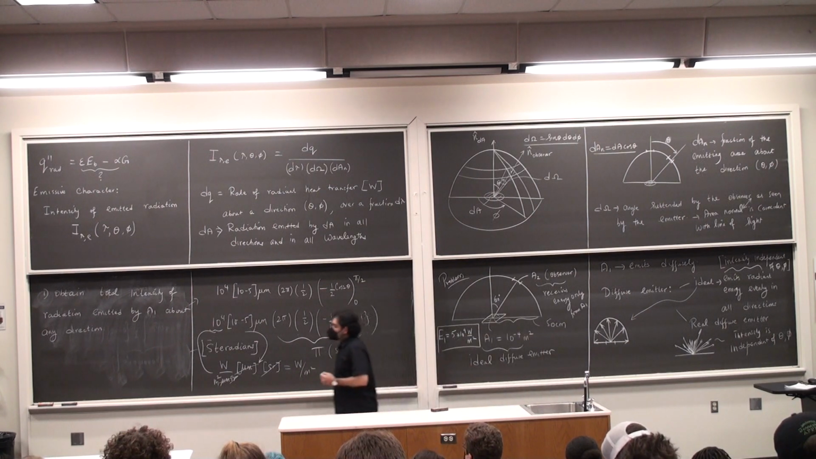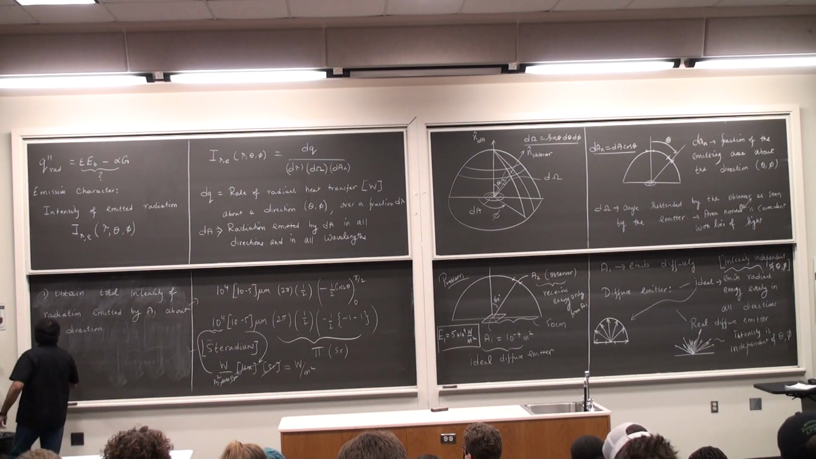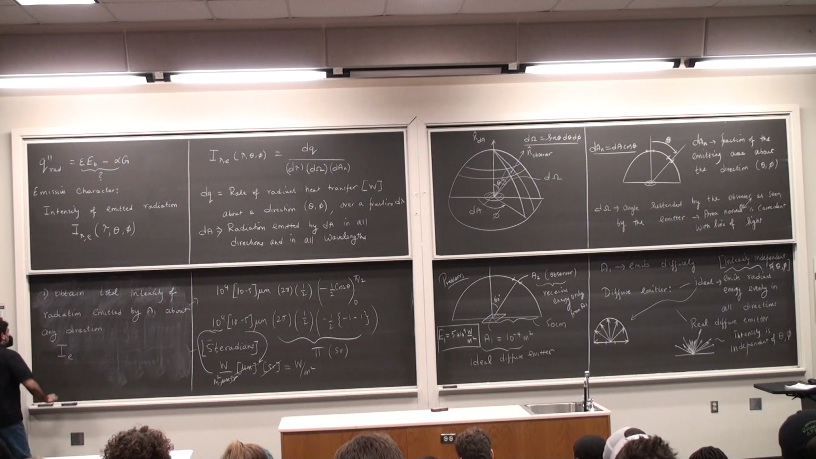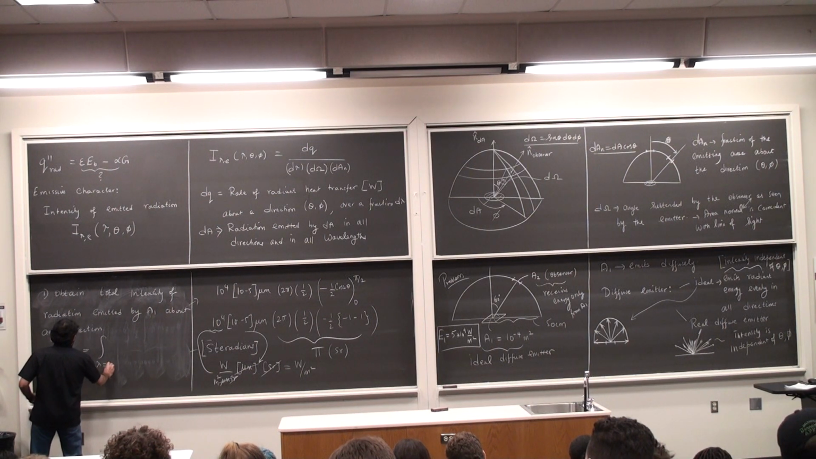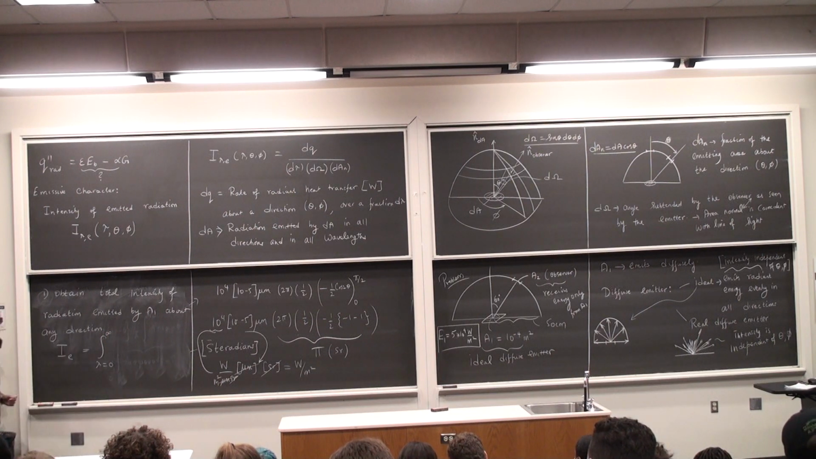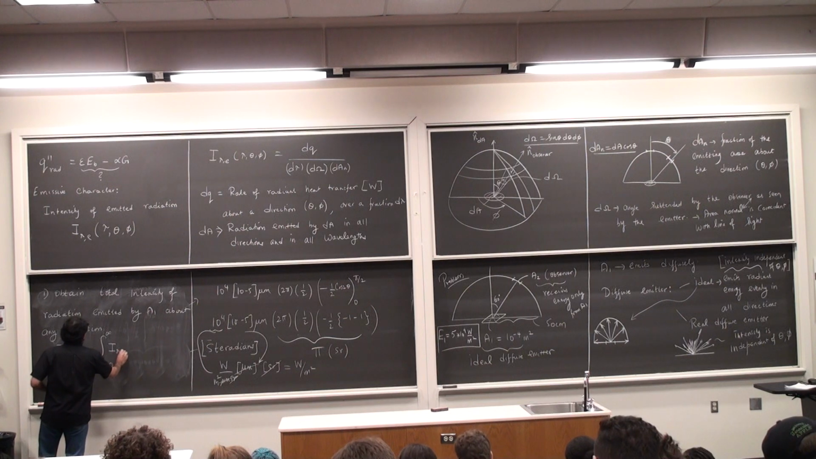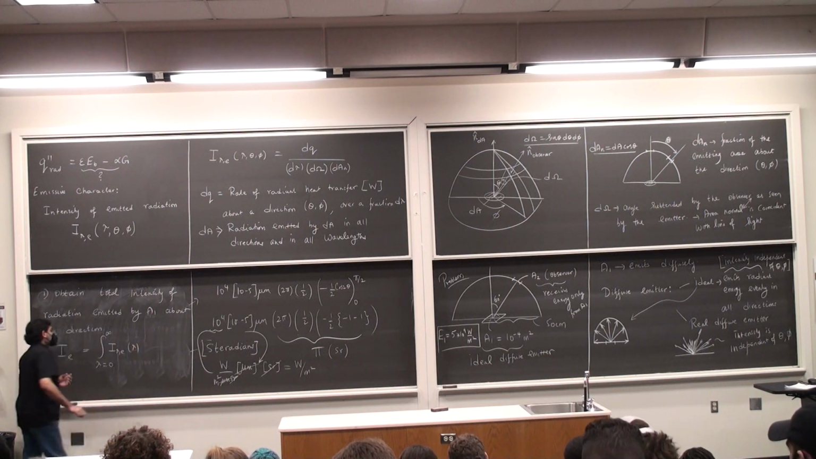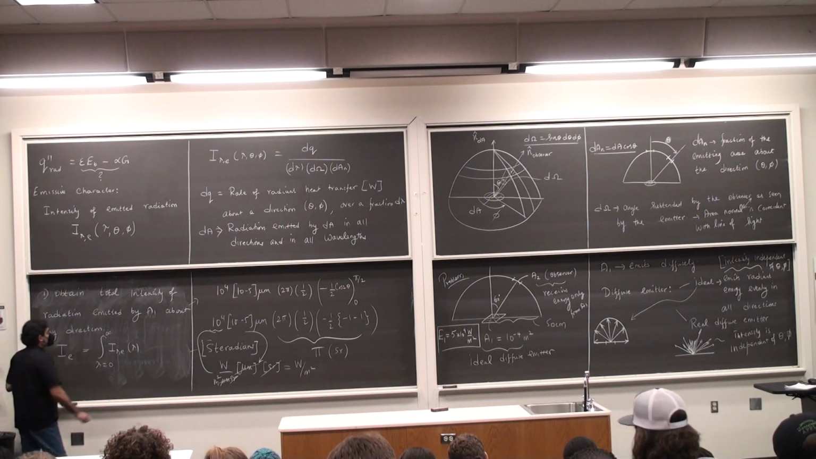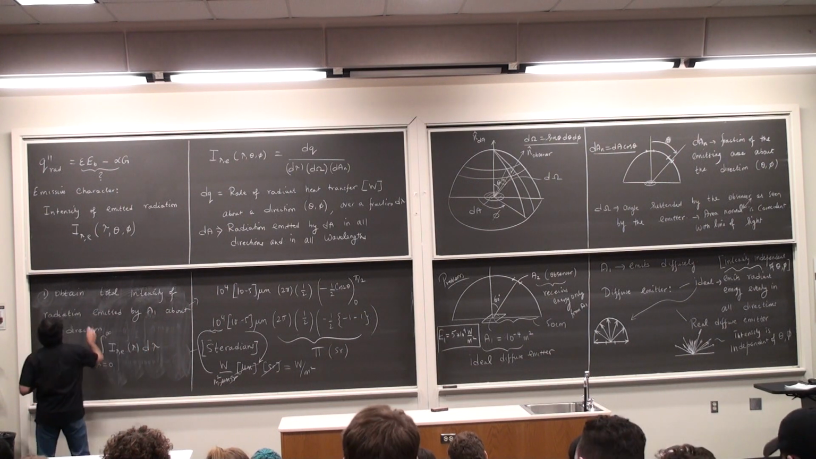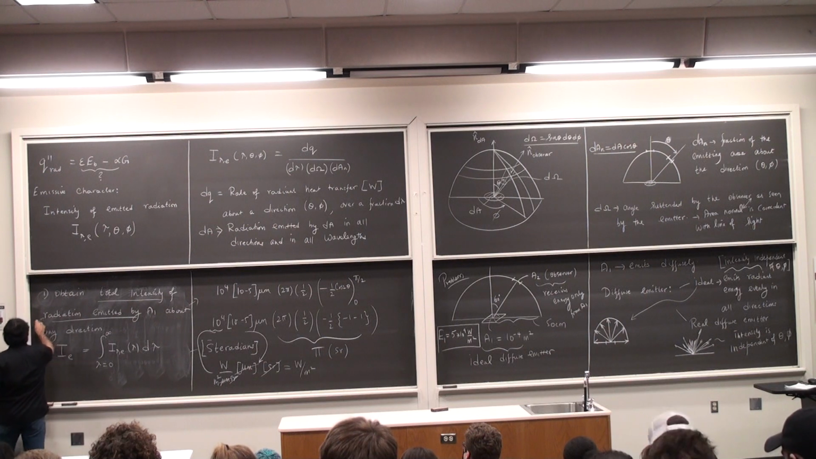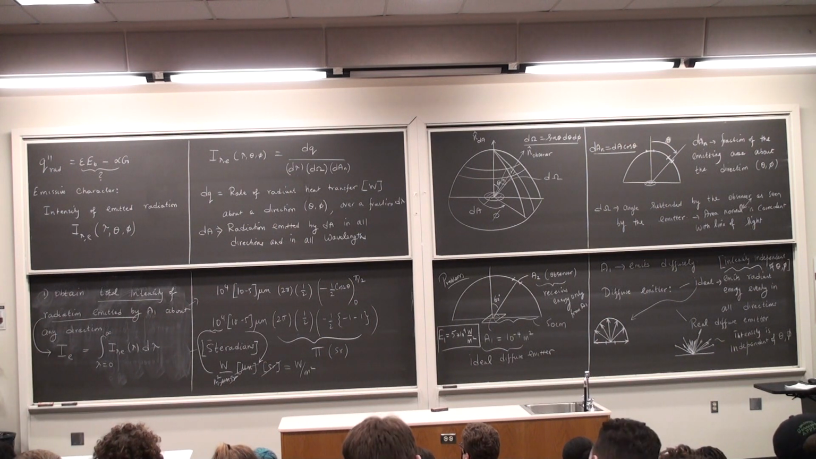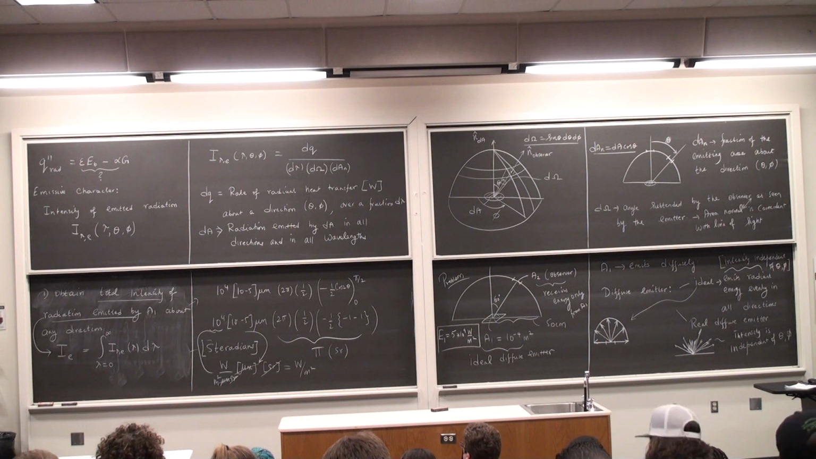And the total intensity is defined as the following. This I_E is the integral from lambda equal to 0 to infinity of I_lambda,E as a function of lambda, d lambda. So let's do this first.